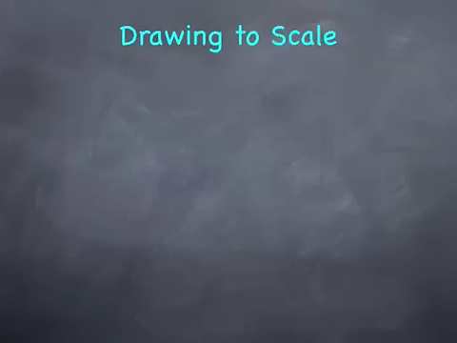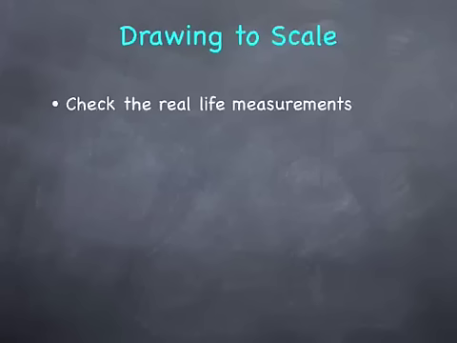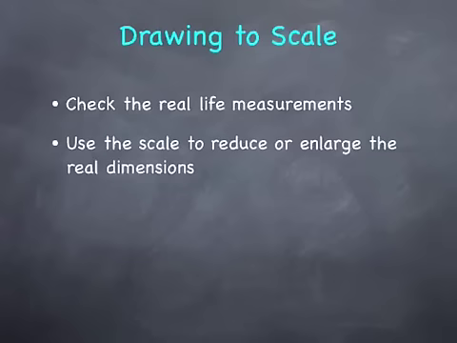Okay, drawing to scale. We're going to learn how to do that this session. Here's some tips. Check the real life measurements you've been given. So on page 13 of your Stage 3 booklet, you've been given a tennis court. You'll be given the real life measurements of it, so you need to check those carefully. And then use the scale that you've been asked to draw it at to reduce or enlarge it. So in this case, we're reducing the tennis court, the real dimensions, to fit in the space in question 1.